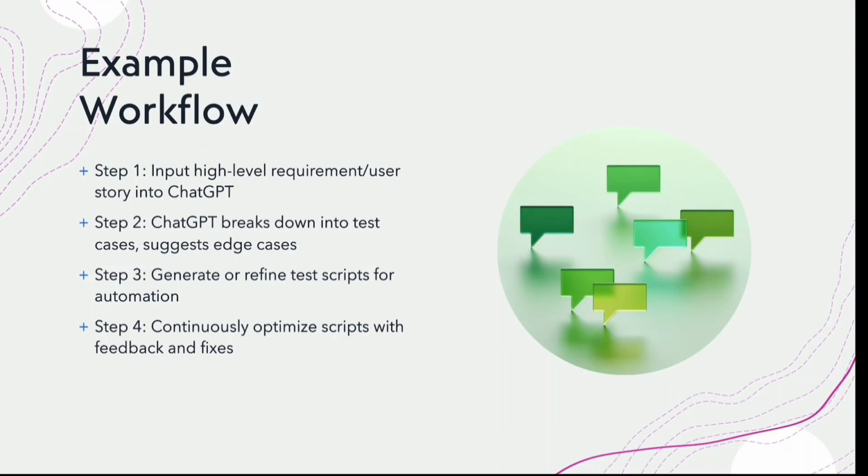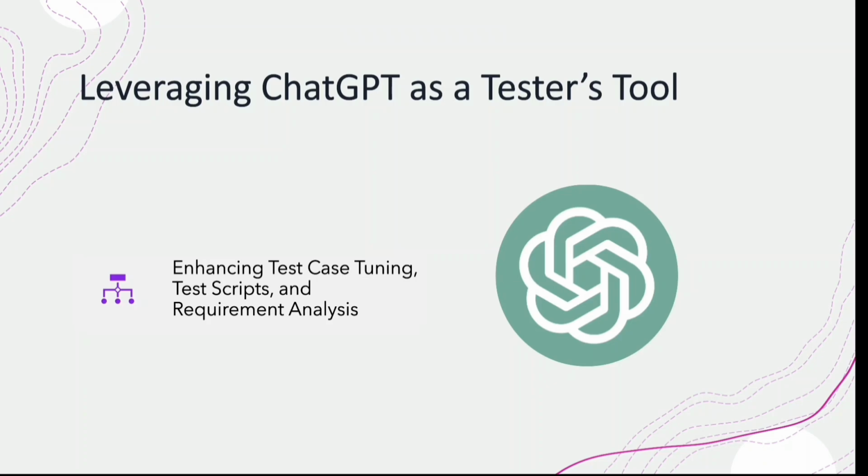Here I have provided one example workflow. First, input the high-level requirement: users put it into ChatGPT. ChatGPT will suggest some missing scenarios or cases, or explain the requirement in a more proper way. ChatGPT also breaks down the requirement into test cases, and it will refine or generate the test scripts for automation. It will actually help build the framework from scratch, and it will continuously optimize your test script with the help of feedback and fixes. Yeah, so that's all about this video.